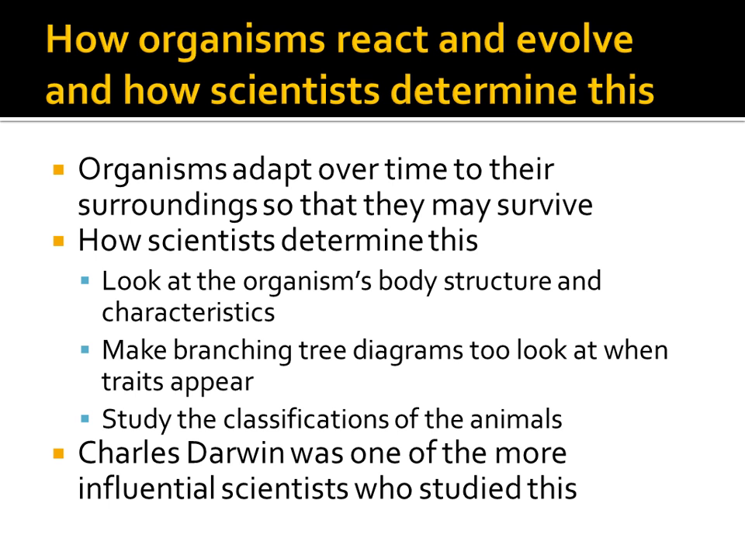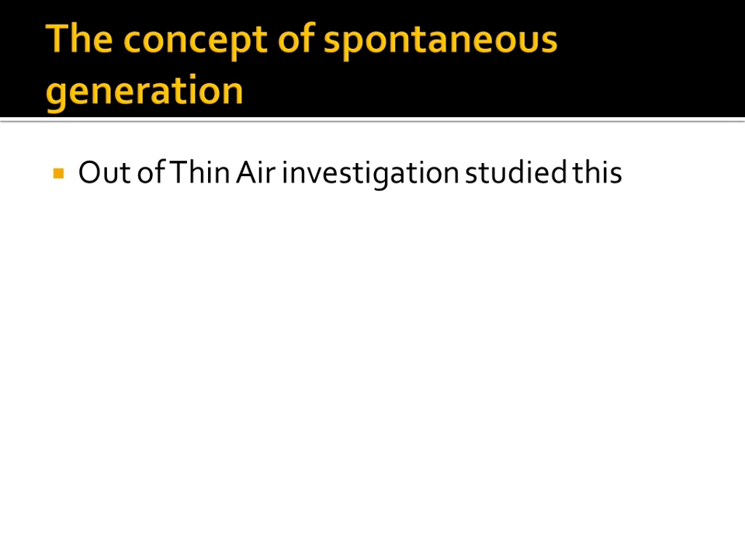Charles Darwin was actually one of the more influential scientists who studied this. There's been lots of other scientists, both before him and after him. He's kind of the one that formalized it and brought it all together. And this comes then to the next idea we're going to talk about, which is the concept of spontaneous generation. This was based on the investigation out of thin air.